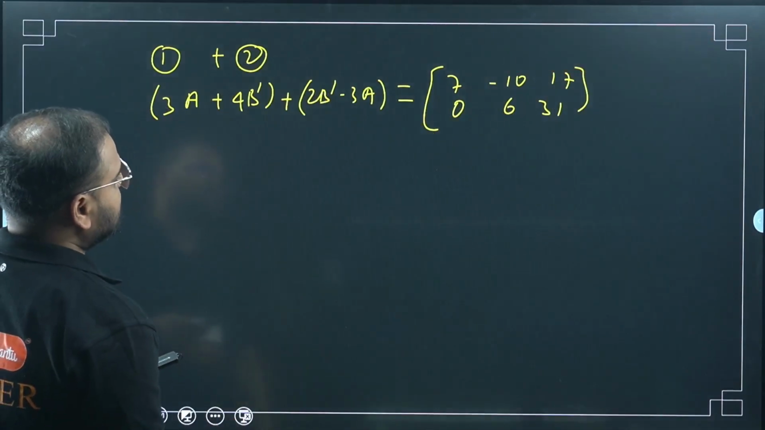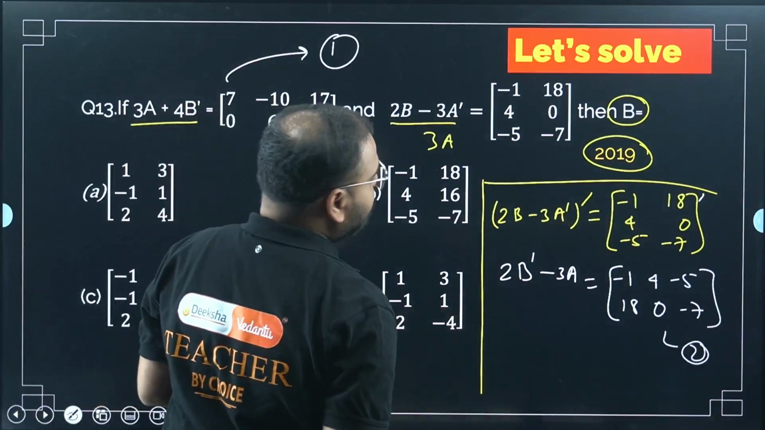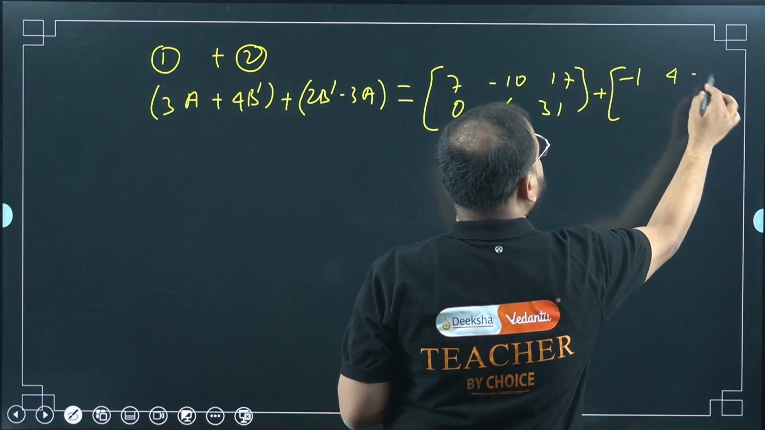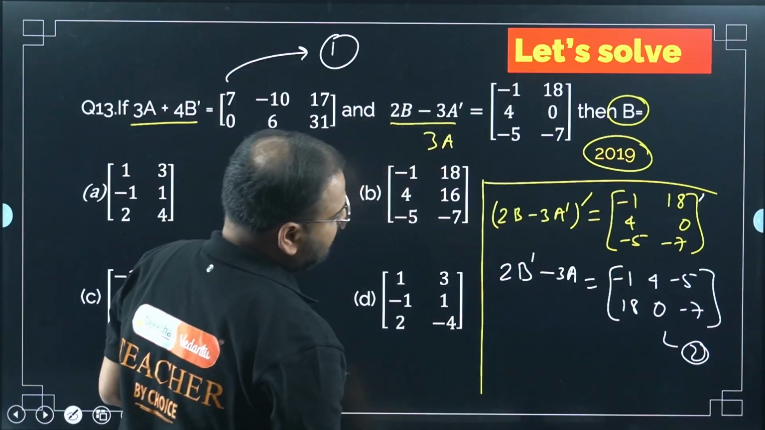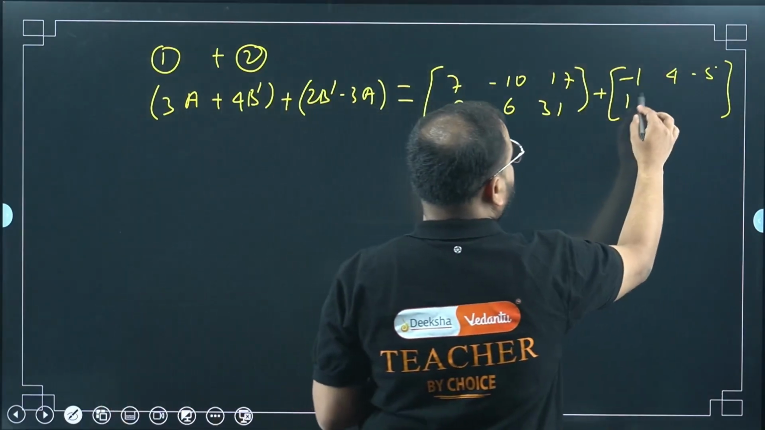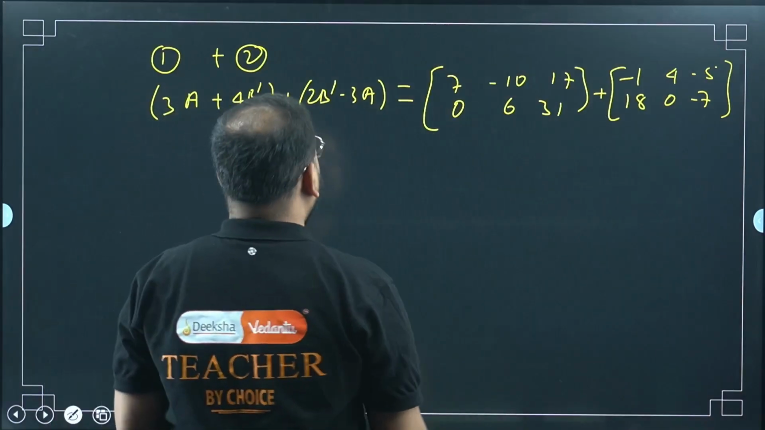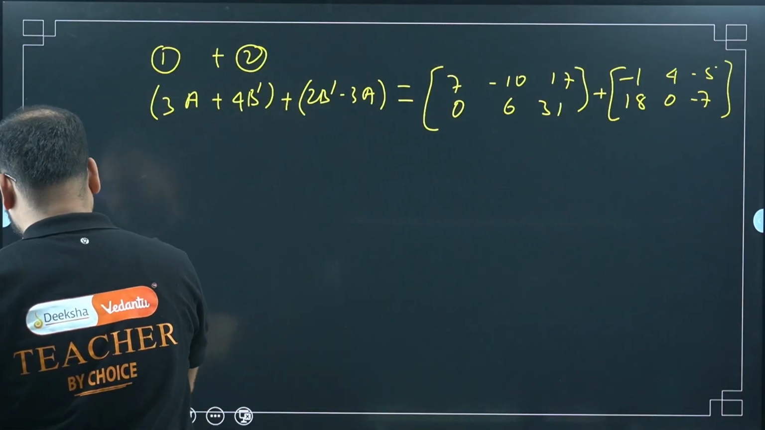Correct? Yes. What about this? Minus 1, 4, minus 5. Correct? 18, 0, minus 7. Am I right? Yes, sir. Okay. So please check on this side first, left hand side.